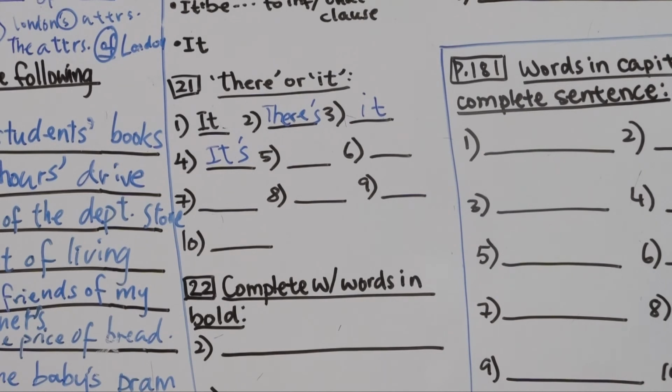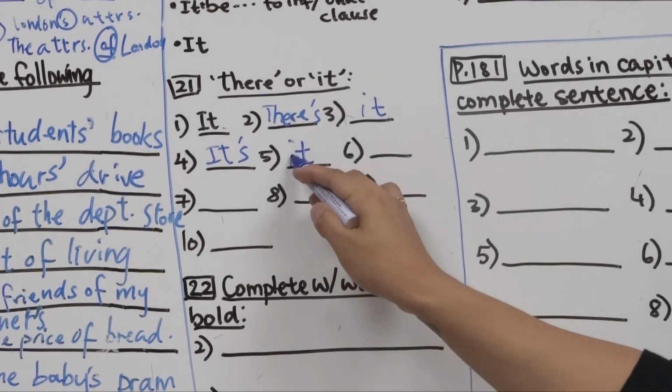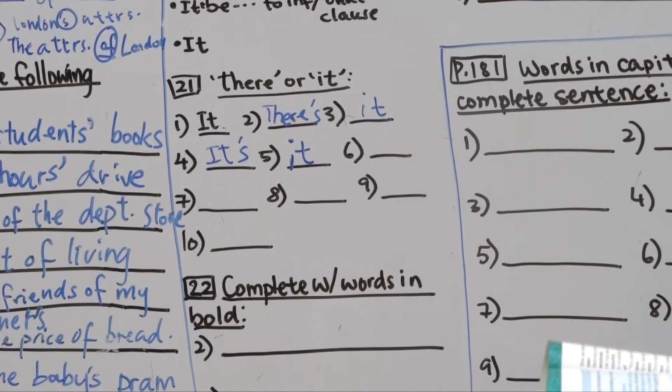Alright? Number 5, let's go by taxi to the cinema. Blank, much too far to walk. There's much too far to walk. It's much too far to walk. It, right? So "it" here refers to the distance, right? Or the cinema, the distance between you and I from the cinema. So it is much too far to walk.